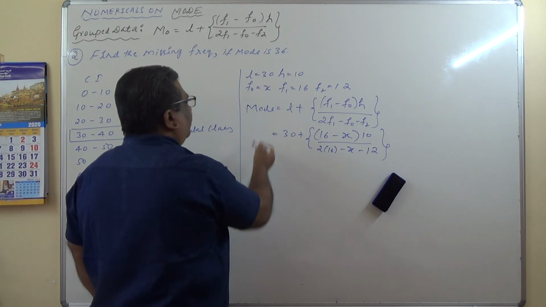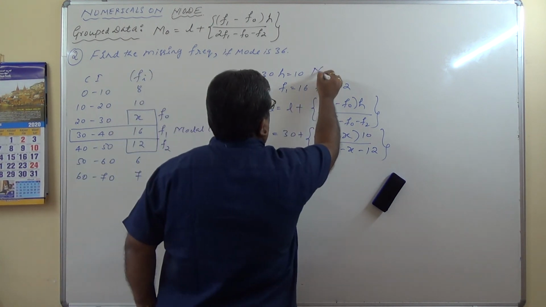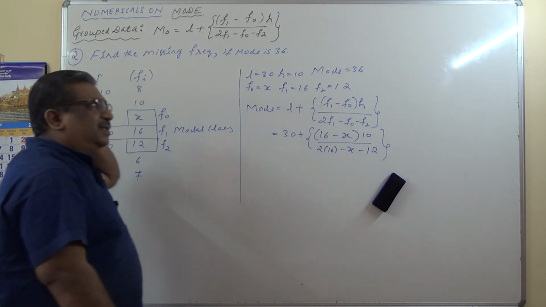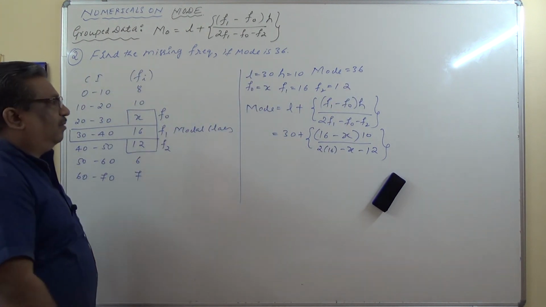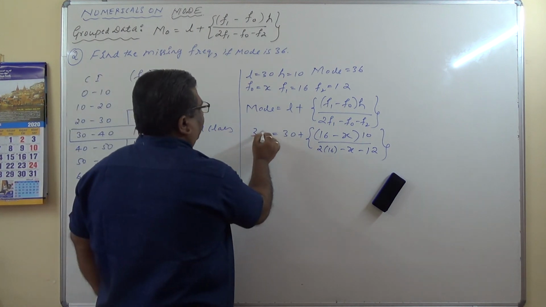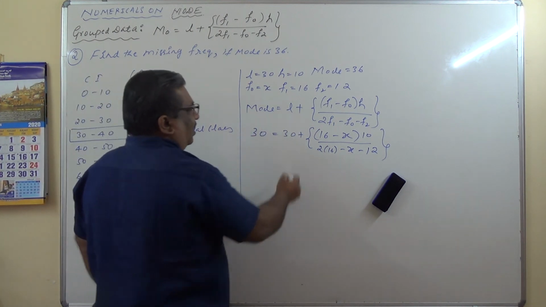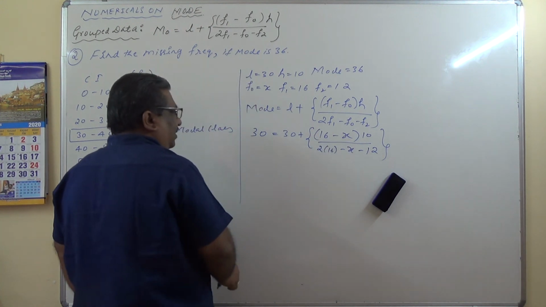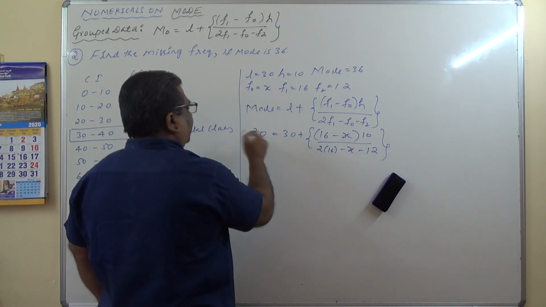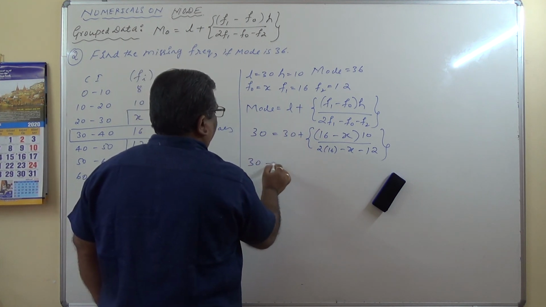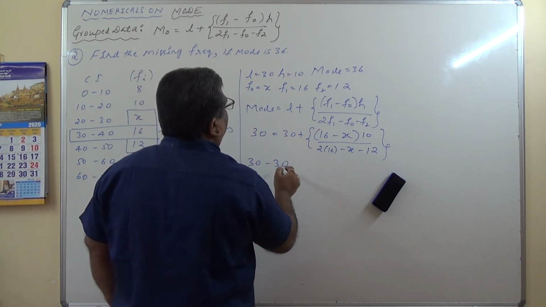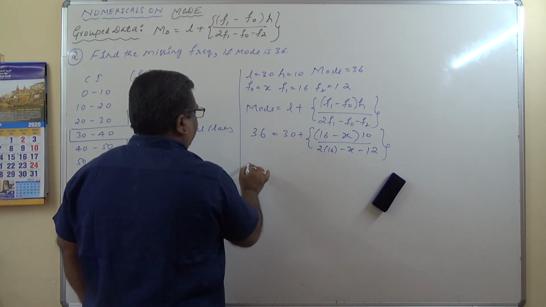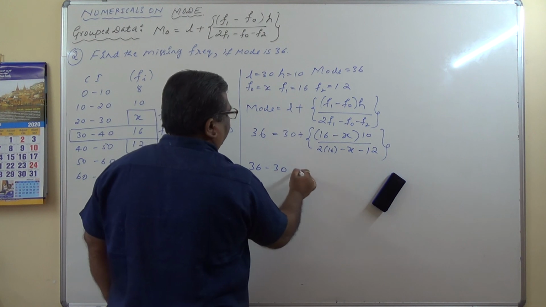So what is mode also given to us? I'll write that also. Mode is 36. That is the most important information I missed there. So mode is also noted down. Here I'll fill up that value. Mode is equal to so and so. What is the unknown in this entire equation? Only x, and therefore I can calculate this one. So immediately transpose this one. 30 minus 30, or 36, it is 36, please remember. Okay, 36 minus 30 is equal to this.